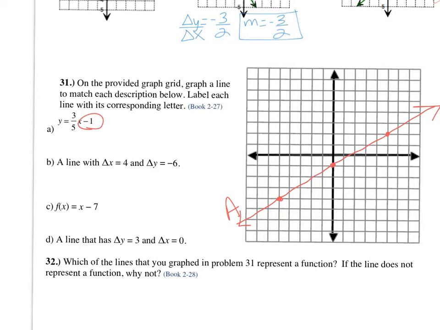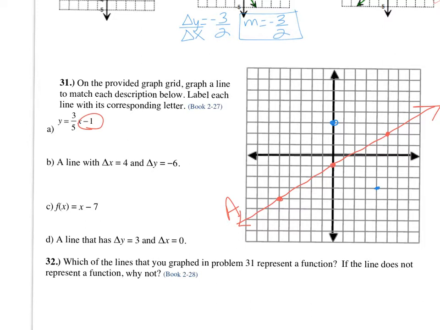Part B, we want a line with a change in x of 4 and a change of y of -6. And this could be anywhere. So I'm just going to start with a point at +3 for y-intercept. So we have a change in y of -6. So I'm going to go down 6. 1, 2, 3, 4, 5, 6. And we're going to go over 4. 1, 2, 3, 4. So I have a point right here. So we're going to go down 6 over 4. 1, 2, 3, 4, 5.